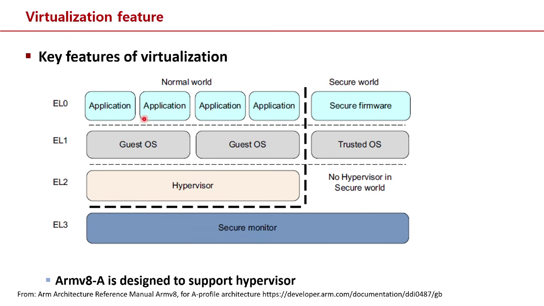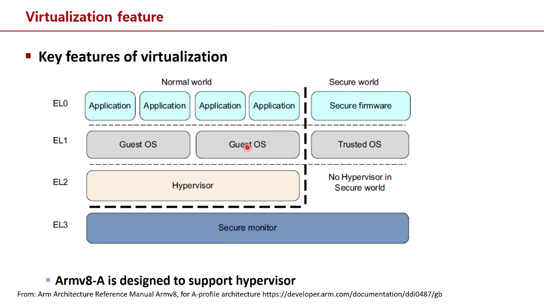But in this slide, there are 2 guest OS, and those two guest OS can be running in separate execution environments. Then at exception level 2, you can see the hypervisor. The hypervisor has a higher privilege than the guest OS because the main job of the hypervisor is to manage the resources of the guest OS. So if you refer to the reference manual of the ARM architecture, you'll likely see those kinds of diagrams.